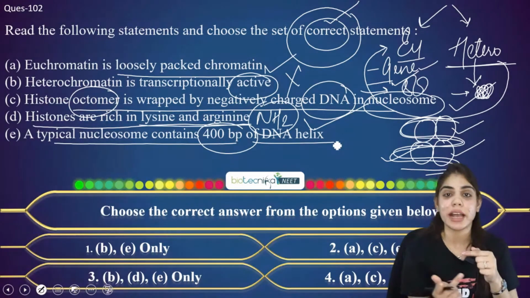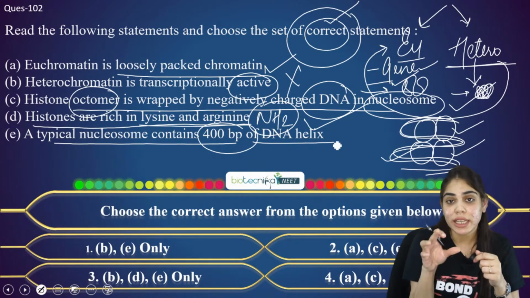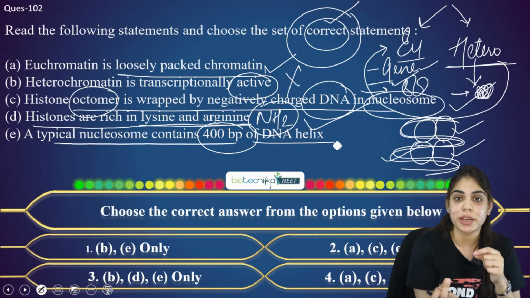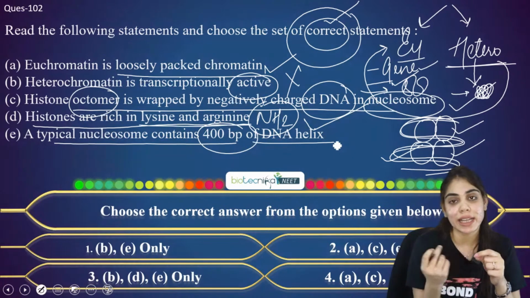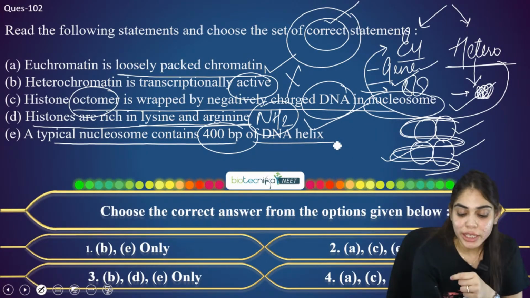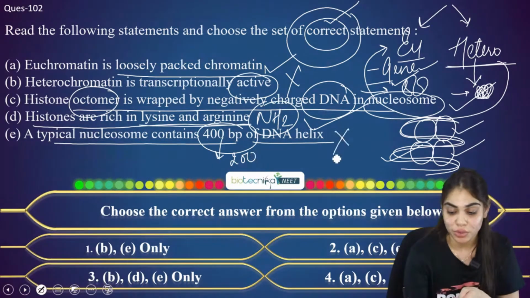Now when this DNA wraps around the histone octamer, it forms a nucleosome, but here it has some limit. Only 160 to 200 base pairs of DNA are wrapped around the histone octamer, not 400. So if instead of 400 it was 200, then again this would be the right option. But here this option goes wrong.